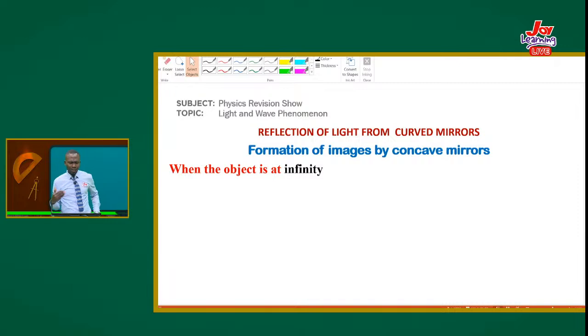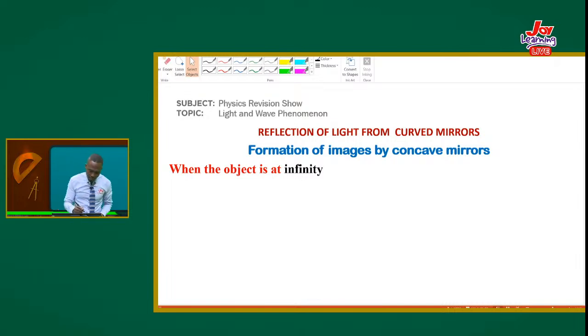So I like to start with when the object is at infinity. When we say the object is at infinity, it means the object is far from our sight. We cannot see the object. It's far away from us. We can't see it, and probably because of its size, rays of light are moving from that object we cannot see, and they are incident on our mirror. And the mirror is able to form an image of that object for us to see.